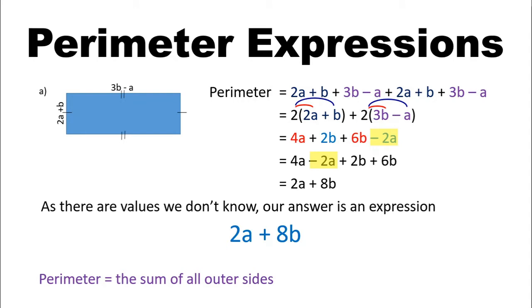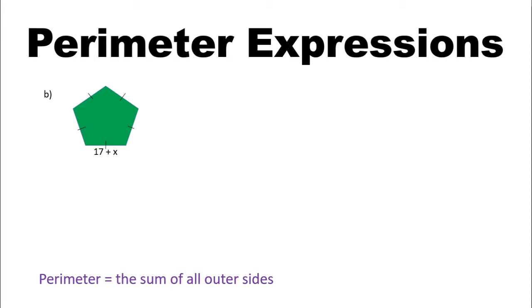As we didn't know all of the values, our answer will end up as an expression. Just make sure that your expression has been simplified. Let's try example B now. Again, start by drawing a diagram, and it doesn't need to be perfect, but you should label it so that it's clear what you intended. That's why we've got these markings on all 5 sides of this shape.